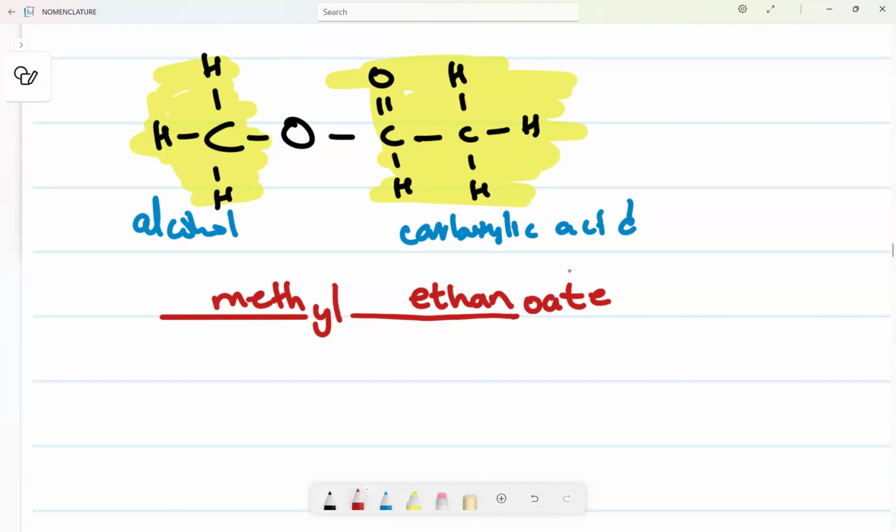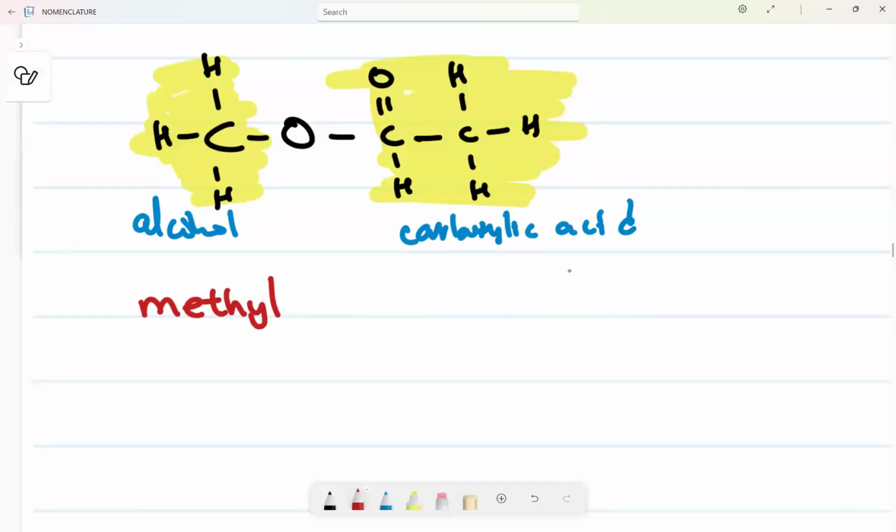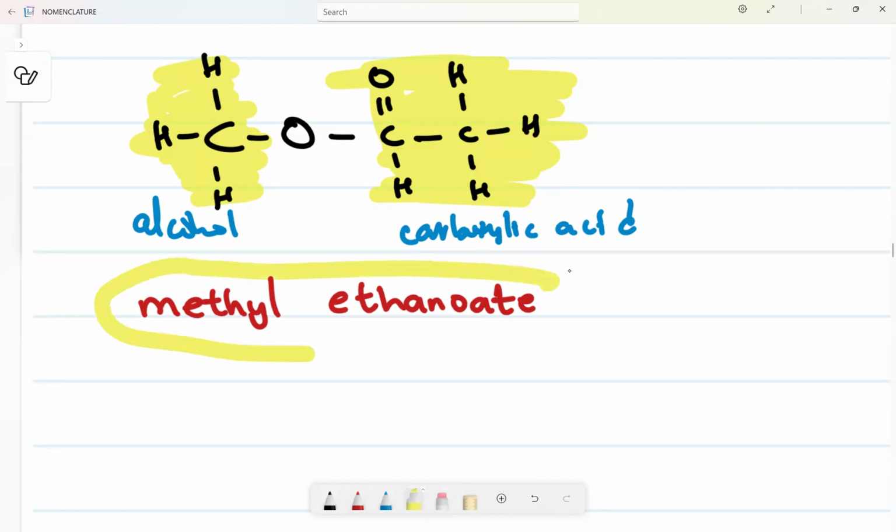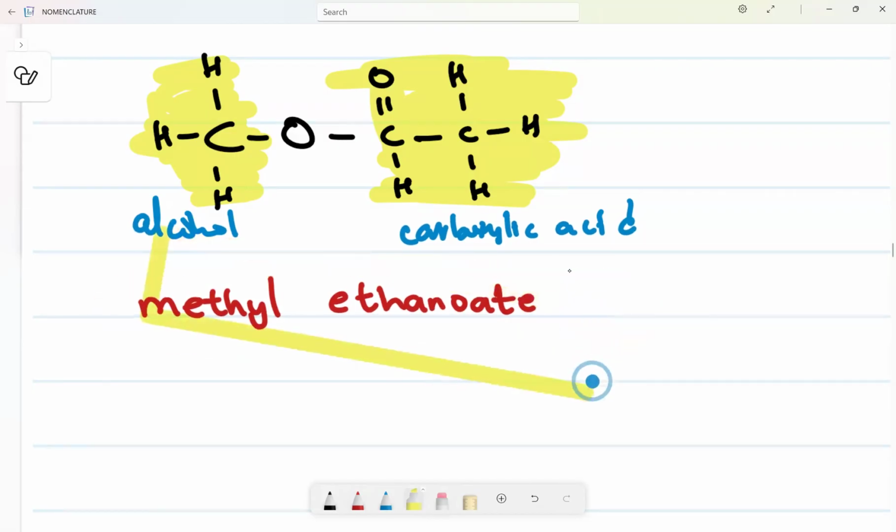So it means if I were to write this name correctly, it is going to be something like this. There is a space, okay? The first one, it is methyl. The second one, it is what? Ethanoate. Like that. There is a space here to show this part comes from alcohol, this one comes from carboxylic acid. You can be given this name, and from this name, you need to know how to predict which one comes from an alcohol and what kind of alcohol.